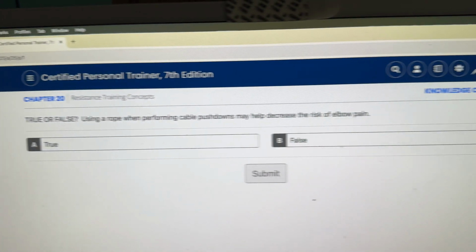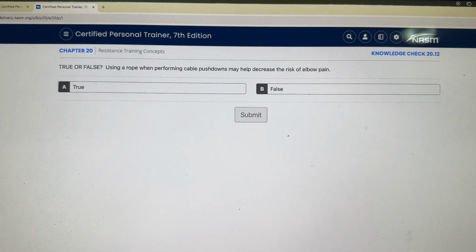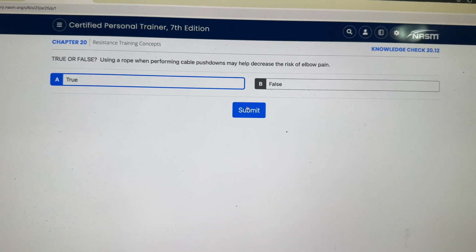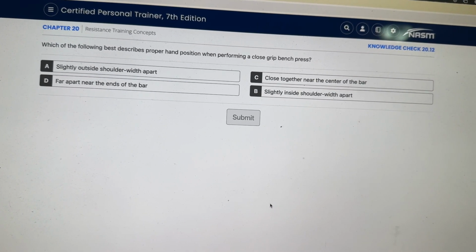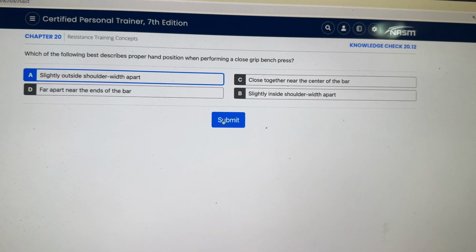All right, chapter 20, lesson 12 is done. 8:58, 2 questions. Here we go. True or false? Using a rope when performing cable pushdowns may help decrease the risk of elbow pain. That is true. Which of the following best describes proper hand position when performing a close grip bench press? I'm going to say slightly outside shoulder width apart.